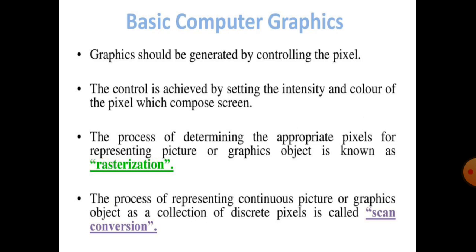Basic computer graphics. Graphics should be generated by controlling the pixels. The control is achieved by setting the intensity and color of the pixels which compose the screen. The process of determining the appropriate pixels for representing a picture or graphics object is known as rasterization. The process of representing a continuous picture or graphics object as a collection of discrete pixels is called scan conversion.